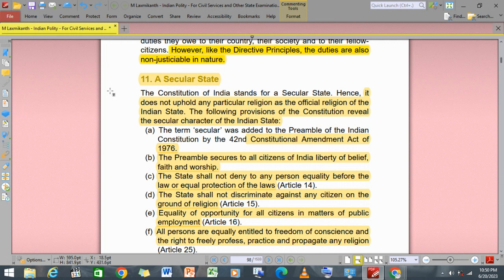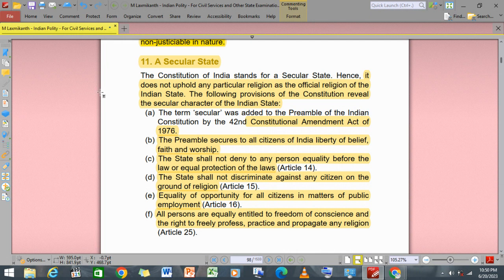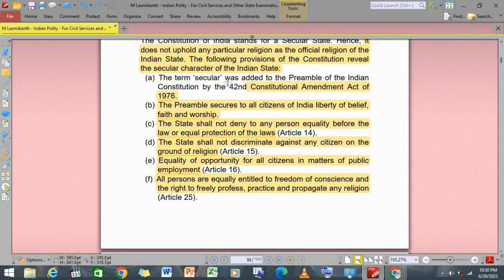Then a secular state is demanded in the Constitution of India. It does not uphold any particular religion as the official religion of the Indian Constitution. The following provisions of the Constitution reflect the secular character of the Indian state. The 42nd Constitution Amendment Act of 1976 added the word secular, right? In the Preamble of the Indian Constitution.